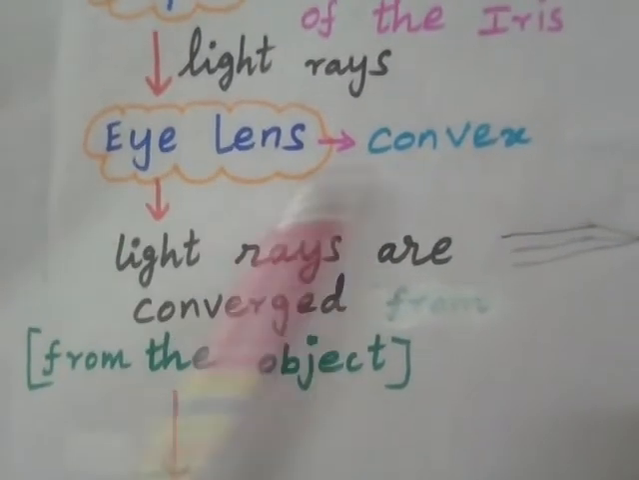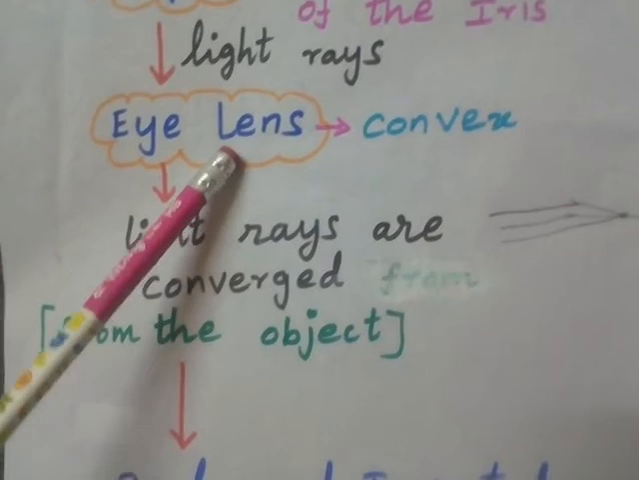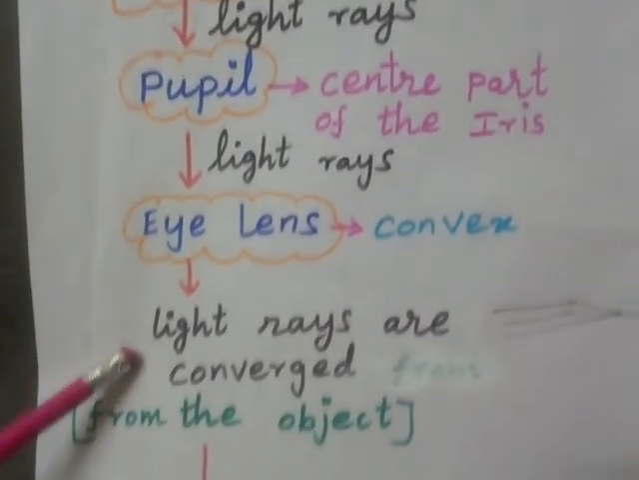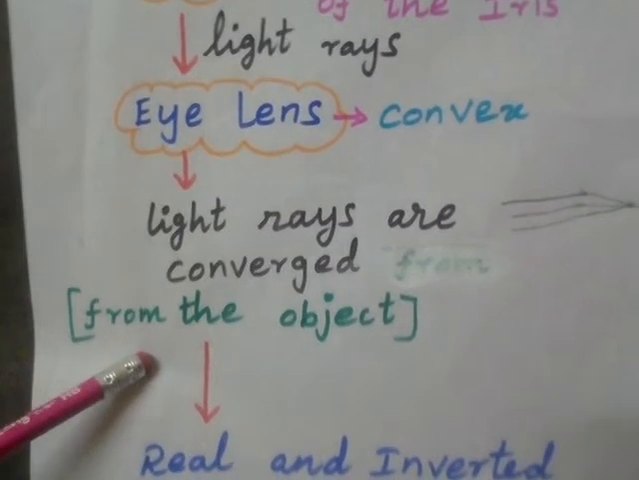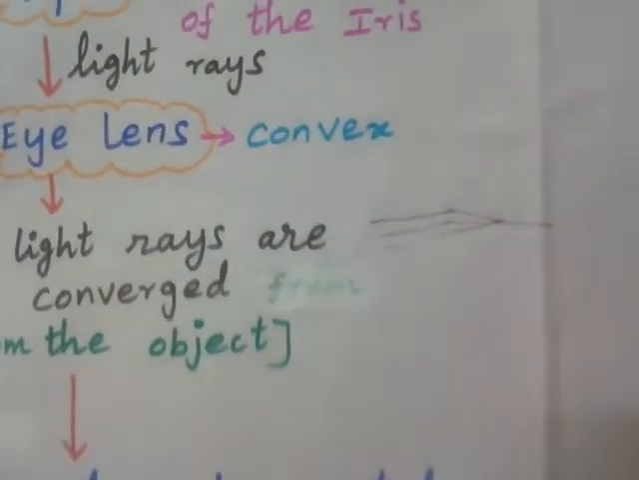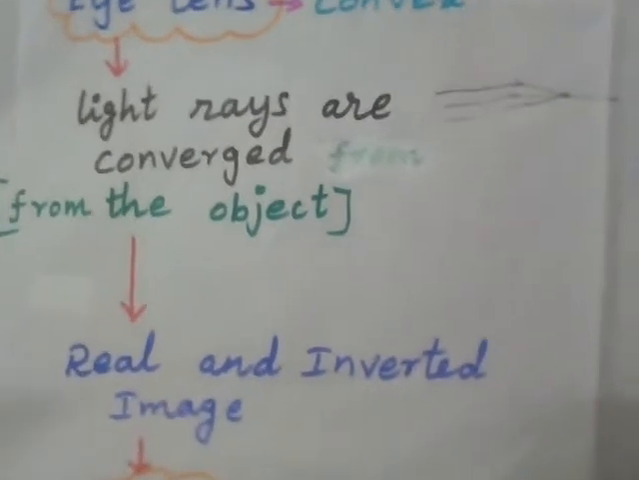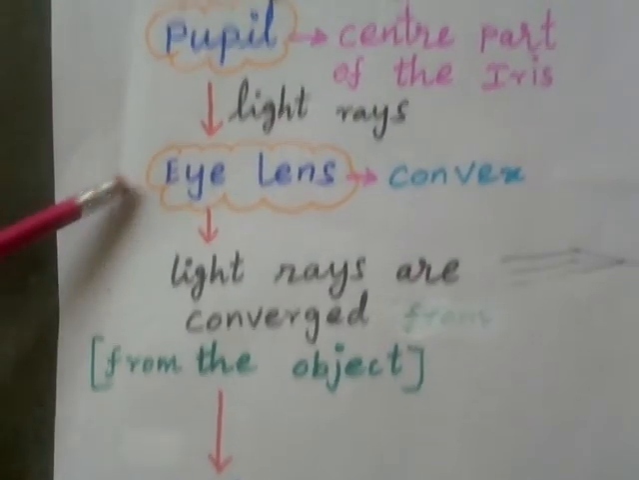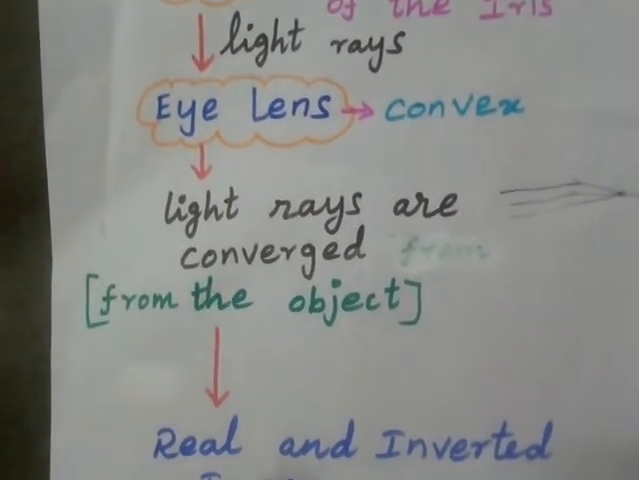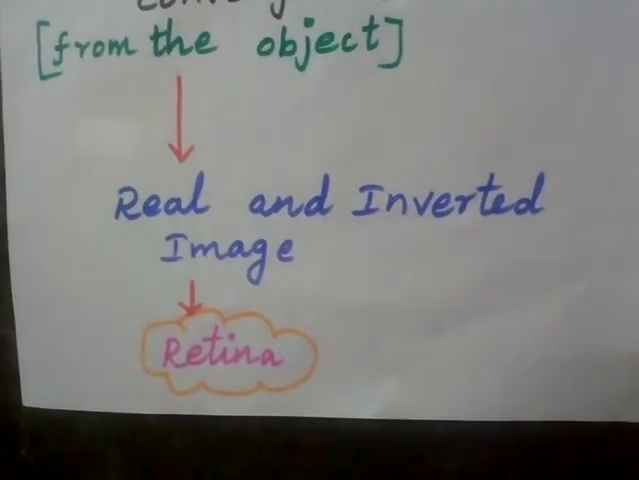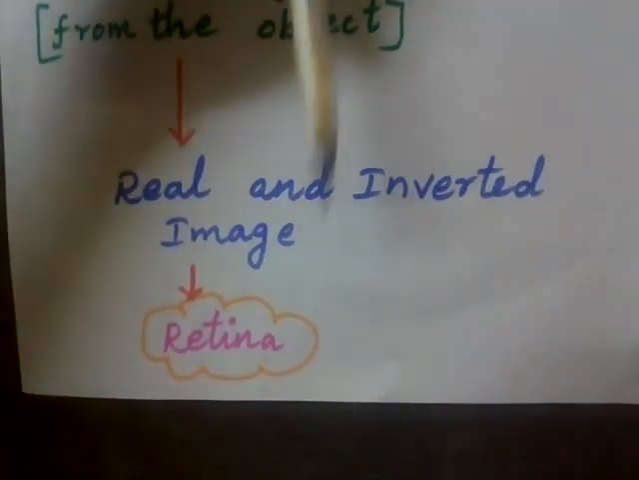The next one, what is the nature of the eye lens? The nature of the eye lens is a convex lens. The eye lens receives refracted light rays from the cornea, and the light rays are converged from the object. Converged means all the refracted light rays meet at any one point. The eye lens sends the converged light to the retina. The retina receives a real and inverted image. Real means same; inverted means the position is changed.